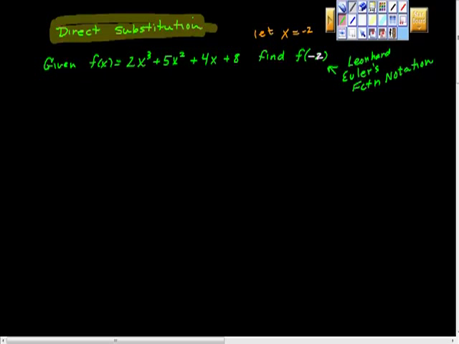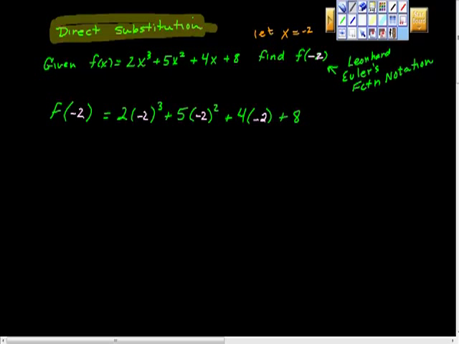So I'm going to rewrite the equation. We're taking f of -2, so I'm going to leave that x out for now. I'm going to do 2 times x cubed plus 5x squared plus 4x plus 8 here. Every place I found an x, I'm going to put in -2. So f of -2: it's 2x cubed, so it's -2 cubed. It's 5 times -2 squared, and 4 times -2.